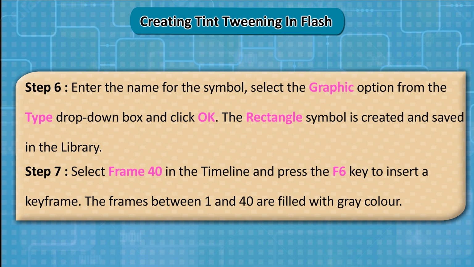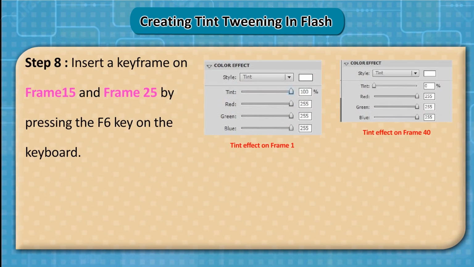Step 7. Select frame 40 in the timeline and press the F6 key to insert a keyframe. The frames between 1 and 40 are filled with gray color. Step 8. Insert a keyframe on frame 15 and frame 25 by pressing the F6 key on the keyboard. Tint effect on frame 1. Tint effect on frame 40.